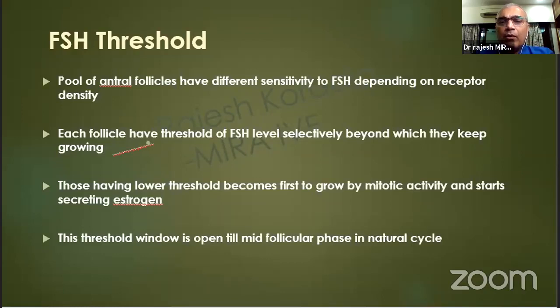Those having a lower threshold become the first to grow by mitotic activity and start secreting estrogen. And thereafter, estrogen itself is a booster for mitotic activity and granulosa cell maturity and oocyte maturity. This threshold window is open till the mid follicular phase in the natural cycle. This we will see when we discuss the natural cycle.